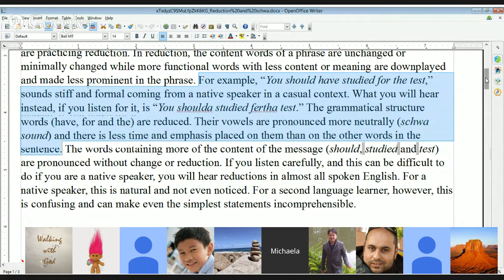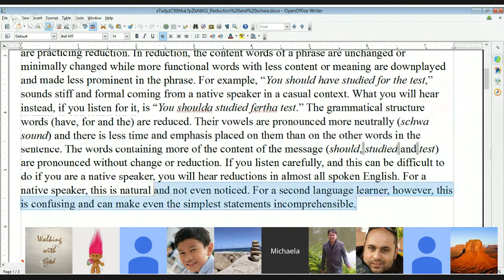Their vowels are pronounced more neutrally, with a schwa sound, and there's less time and emphasis placed on them than on the other words in this sentence. And this last short section is for Daniel to read. The words containing more of the content of the message, should, studied, and test, are pronounced without change or reduction.